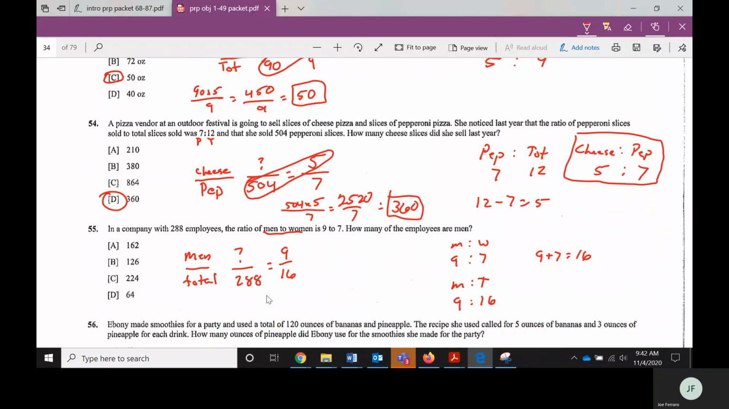So again, cross multiply and divide. Take the diagonal, 2 known numbers. 288 times 9 divided by the unknown, or sorry, divided by the third. So 288 times 9 equals 2,592. Divide by 16, you get 162. Letter A.